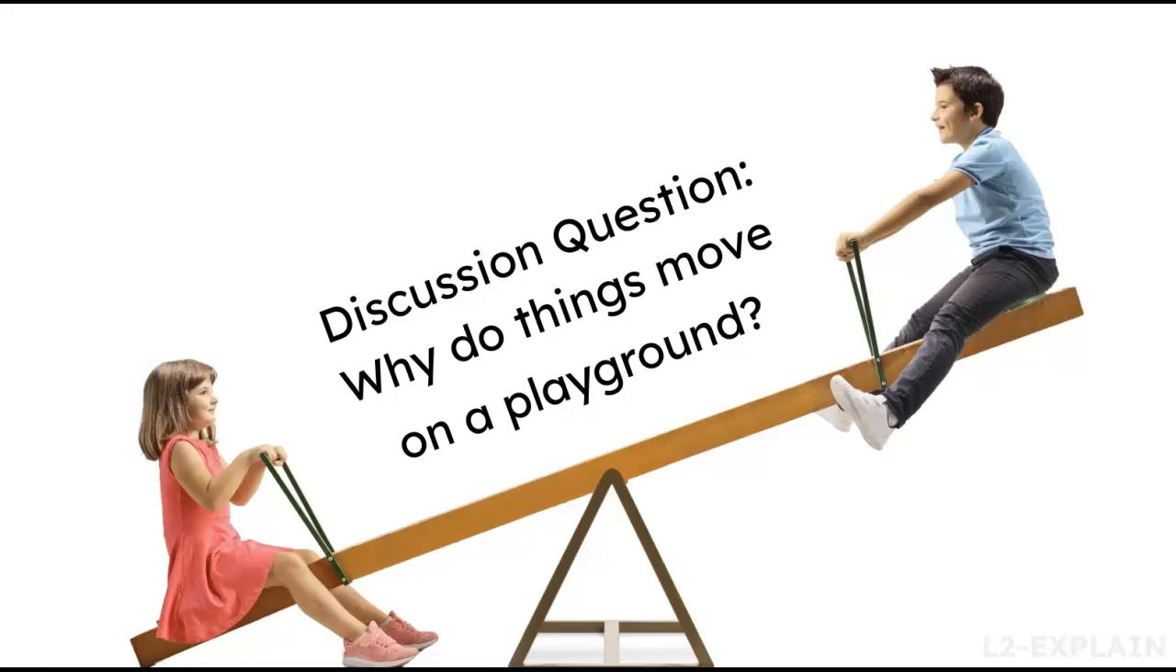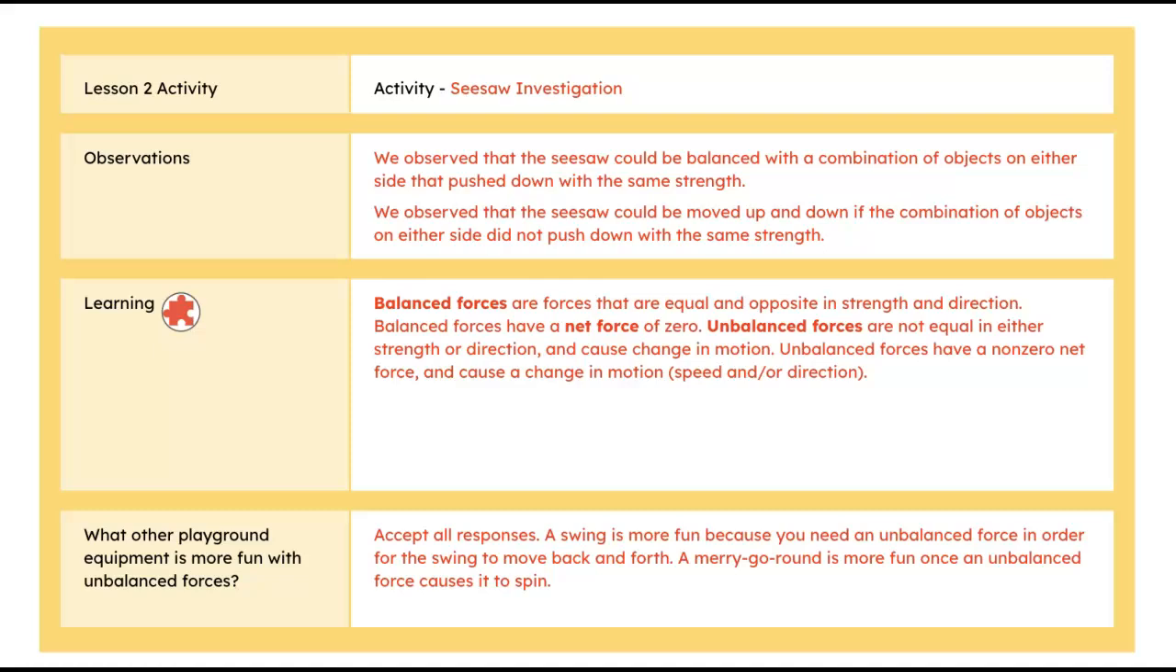For the explain portion, you'll bring the class together and lead a discussion about students' observations from the investigation. You'll use the provided questions to guide your discussion around the question, why do things move on a playground? The goal of this class discussion is to analyze student observations and explain why objects move or not based on net balanced and unbalanced forces. You'll use the discussion to create the Lesson 2 summary chart.